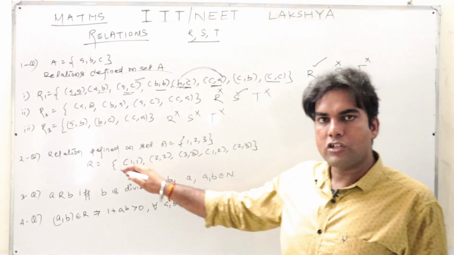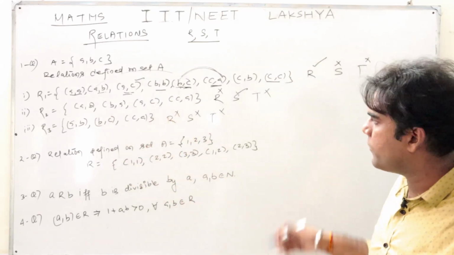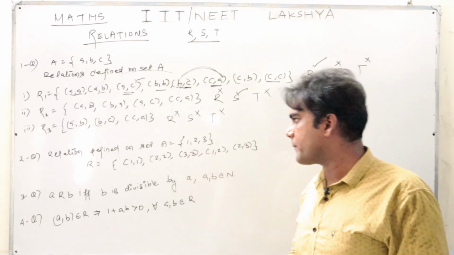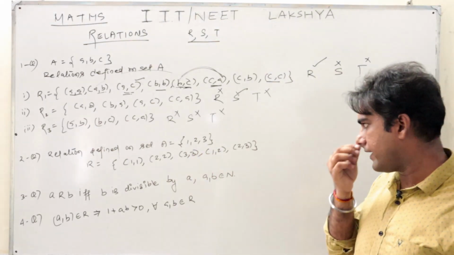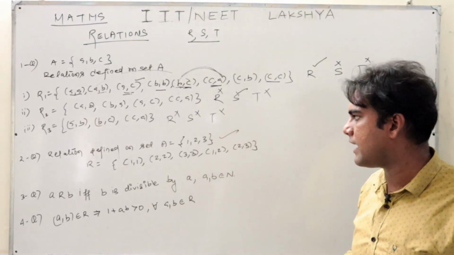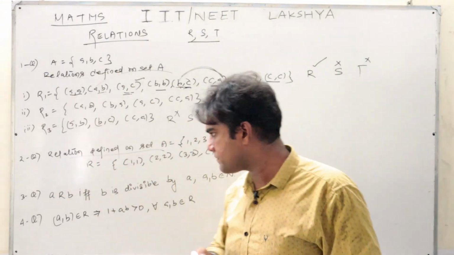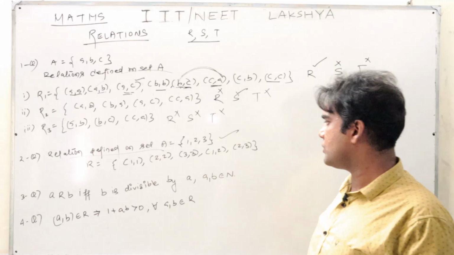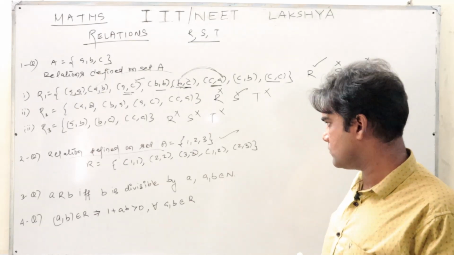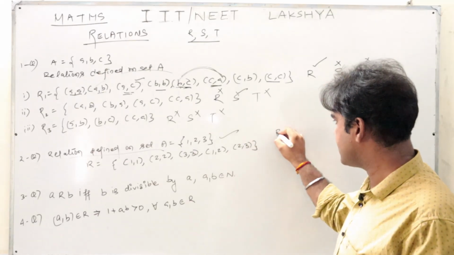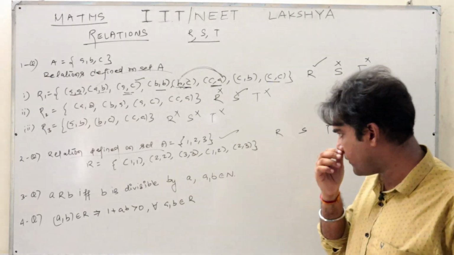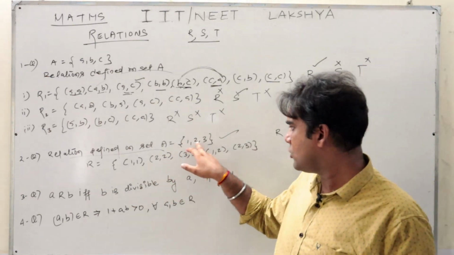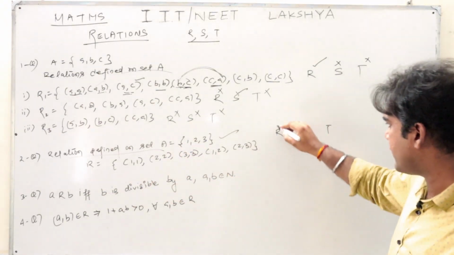Now let us see question number 2. I hope question 1 is clear to you. Fairly simple problem. Relation R is defined on set A, which means A to A. The question is R is 1 1, 2 2, 3 3, 1 2, 2 3. They are asking whether it is reflexive, symmetric or transitive. So let us start. Reflexive: 1 1, 2 2, 3 3 all are there, so it is reflexive.